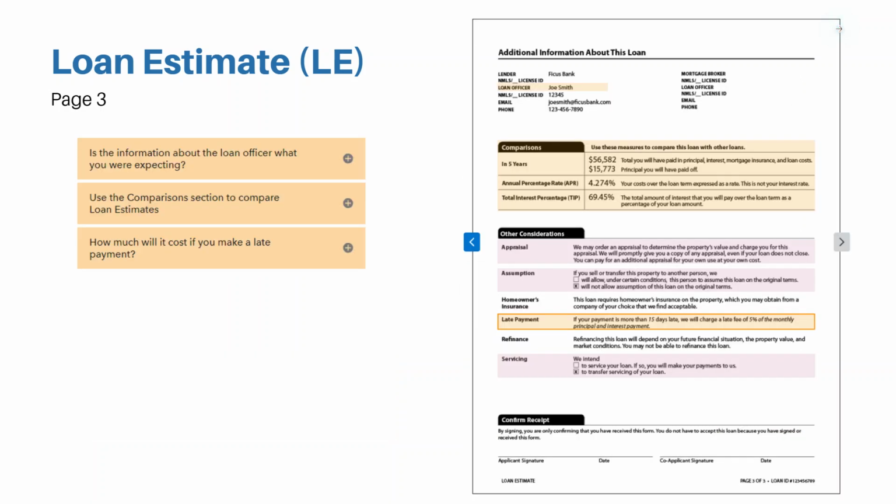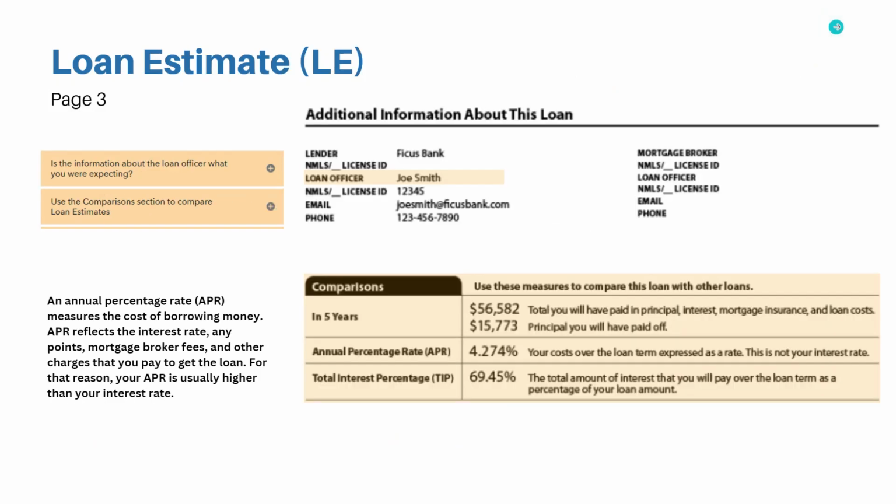This is page 3, and this form will show you a summary with comparisons and other things. So this top half, again, shows your loan officer and their license number. And this middle section of comparison will just show you how this loan compares and how much you're going to pay principal and interest over the next 5 years.